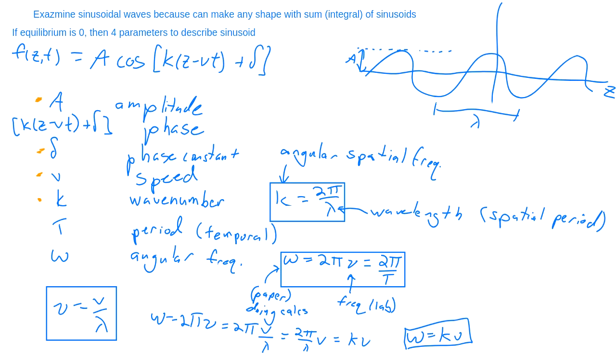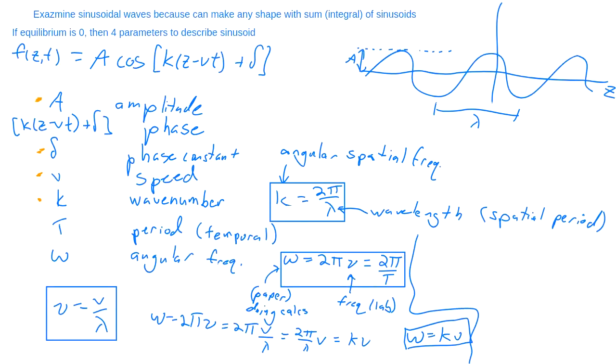So now, if we remember that we had the right moving wave, which was kz minus vt, and we had the left moving wave, which was kz plus vt. We can rewrite this equation here. And so if we look up here, this k times v right there, another way to write that is kv is omega. So I can rewrite these things.